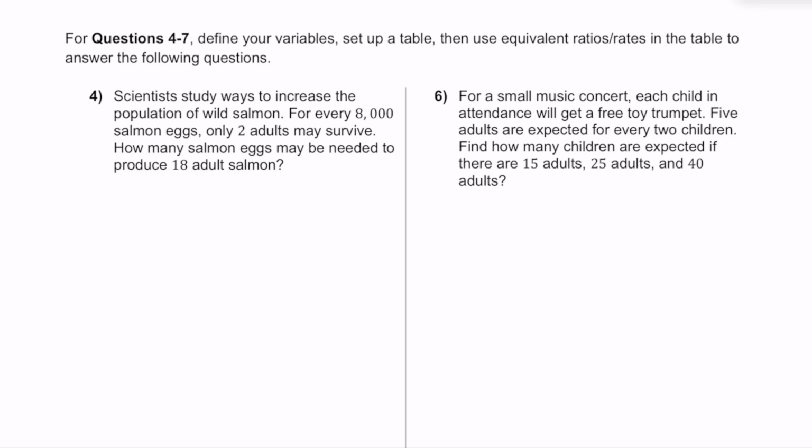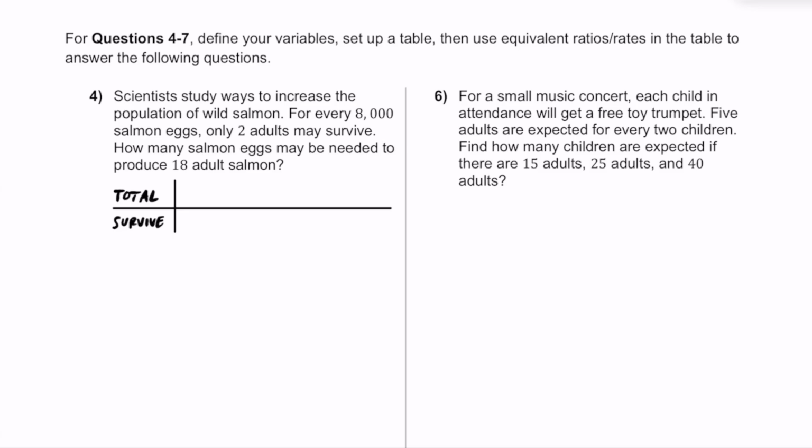All right, so for question 4, scientists are going to be studying ways to increase the population of wild salmon. For every 8,000 salmon eggs, only 2 adults may survive. How many salmon eggs may be needed to produce 18 adult salmon? So let's go ahead and set up a table here. We could label one as total for the total number of salmon eggs. And then our other one we can label as the ones that survive, just to make it as clear and concise as possible.